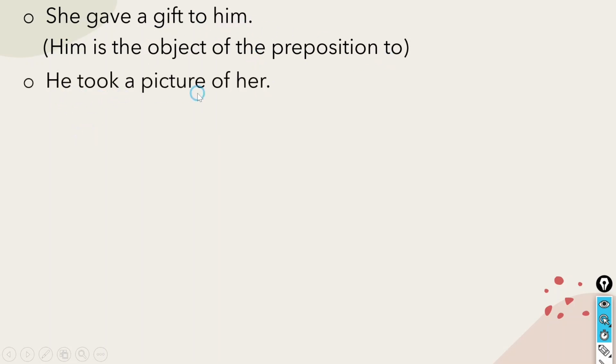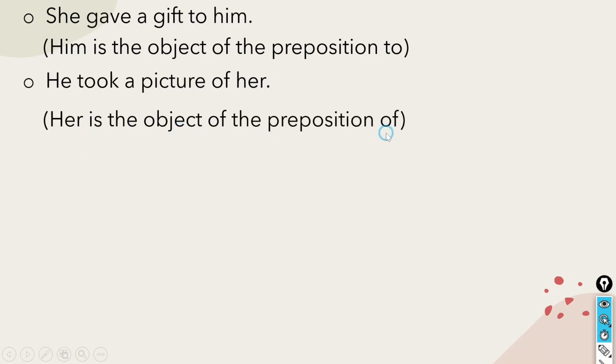Okay, then, he took a picture of her. So whose picture did he take? The picture of her. In this case, her is a pronoun, and it is acting as a noun naming the person whose picture was taken. Since it is acting like a noun, it becomes the object of the preposition. Which preposition? Of, because it comes after of. So her is a pronoun coming after of, so it becomes the object of a preposition. So we are saying her is the object of the preposition of.